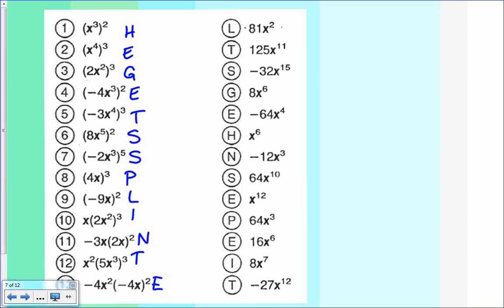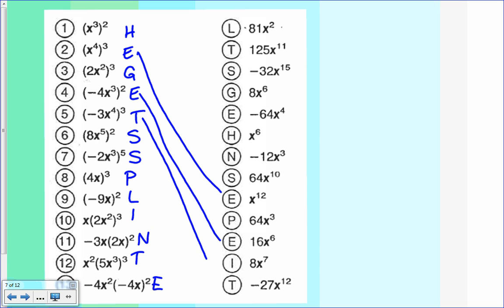This one right here is x to the power of 12. This E right here is 16x to the 6th. And that is E, this one here. One of this T right here is negative 27x to the 12th. This T right here is 125x to the power of 11.